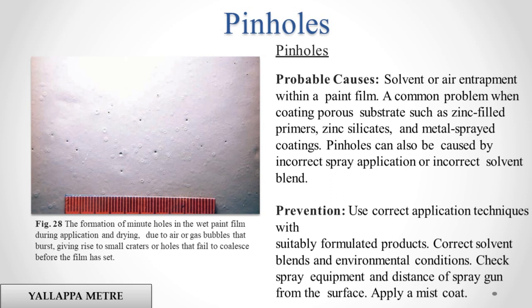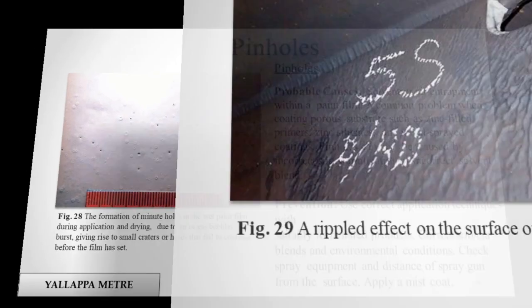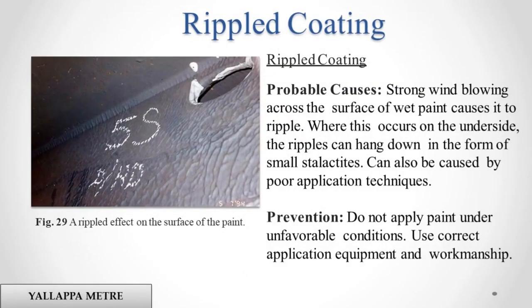Check spray equipment and distance of spray gun from the surface. Apply a mist coat. Rippled coating. Probable causes: strong wind blowing across the surface of wet paint causes it to ripple. Where this occurs on the underside, the ripples can hang down in the form of small stalactites.